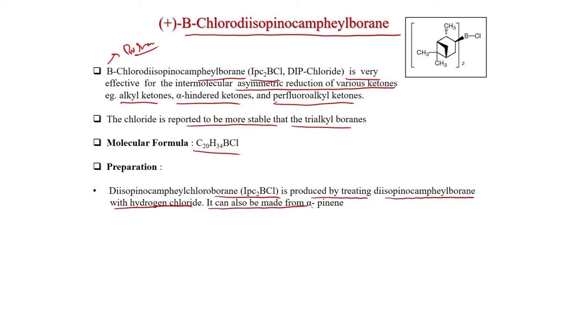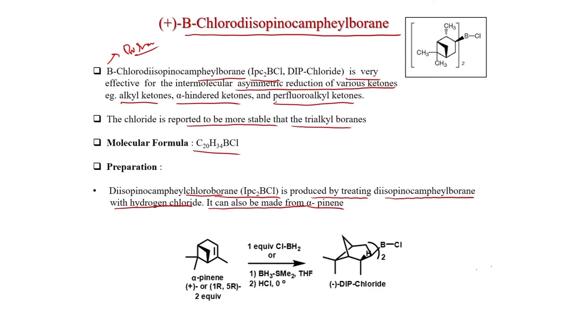Diisopinocampheyl chloroborane is produced by treating diisopinocampheyl borane with hydrogen chloride. It can be made from alpha pinene. Alpha pinene can also be used directly for the synthesis of this chloride. Here you need two equivalents of alpha pinene with one equivalent of BH2Cl, and the Cl comes here, or you can treat with BH3·SMe2 in THF to generate diisopinocampheyl borane, and then you treat with HCl, you get the chloride.